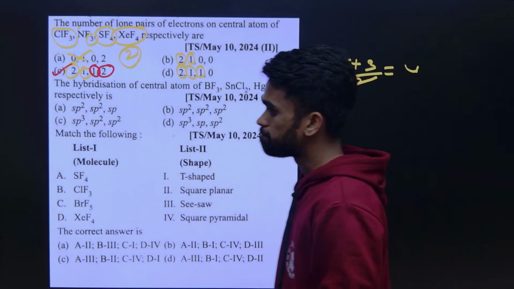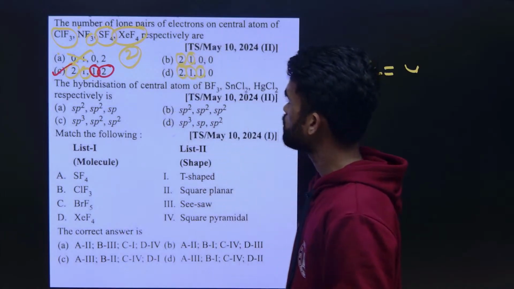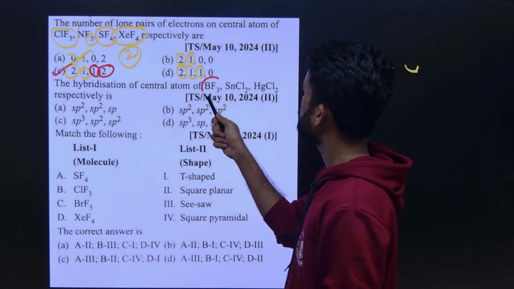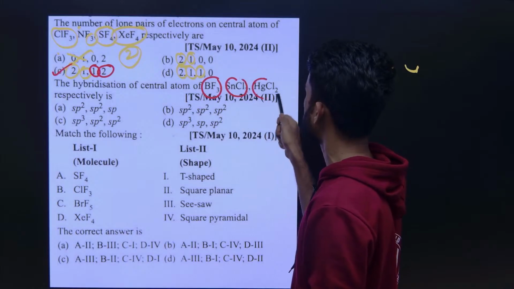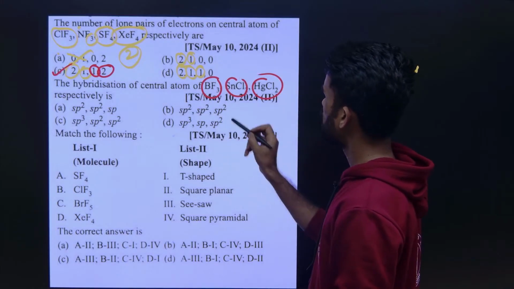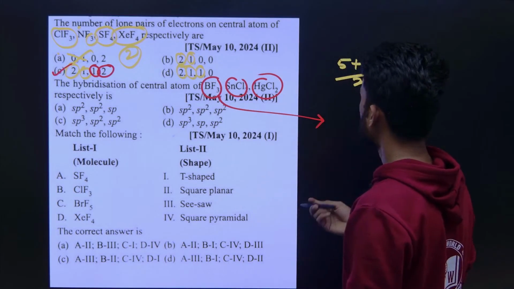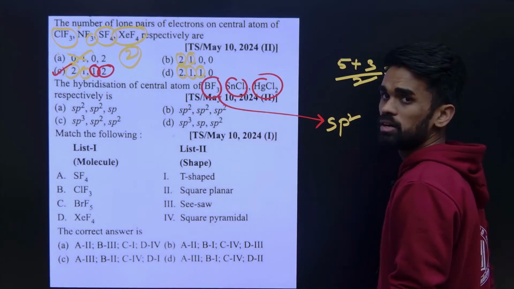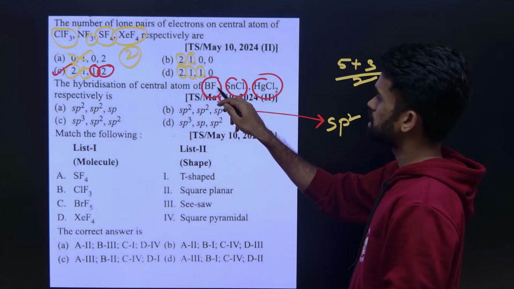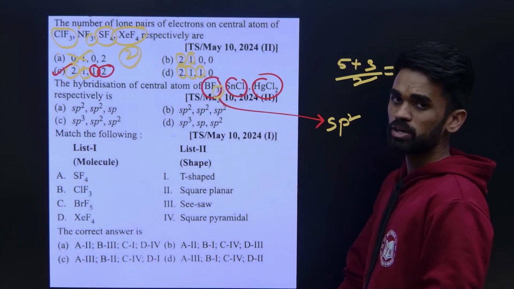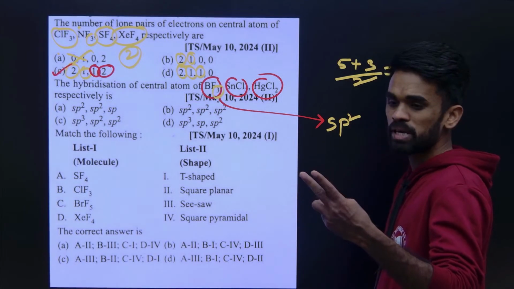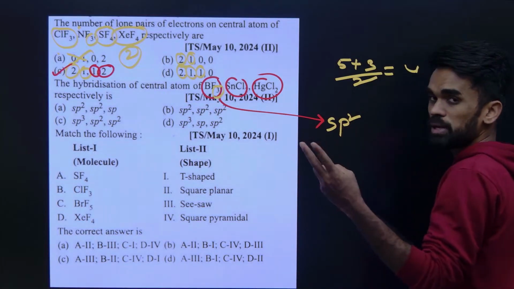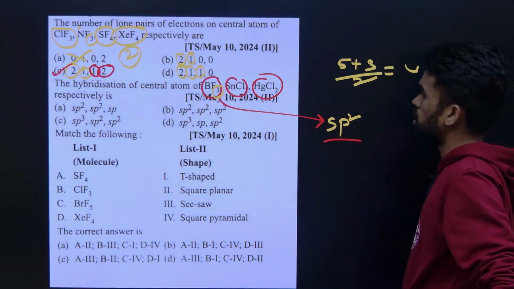Next, look at the next question. Hybridization of central atom in BF3, SnCl2, HgCl2. So what is the hybridization in BF3? It is sp2 hybridization. You can calculate: boron 13th group, 3 plus 3 surrounding atoms, 6 by 2, again 3, that is sp2. So sp2, you got.